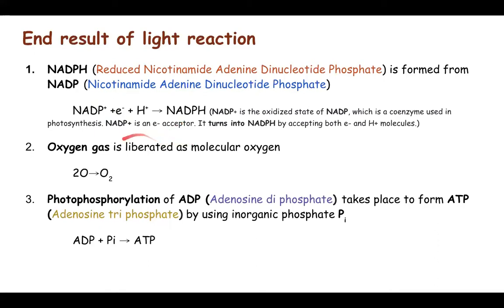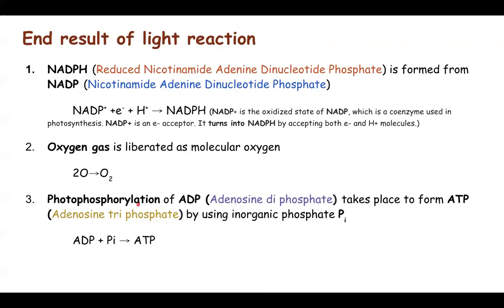Once NADPH is formed, the oxygen gas which was produced during photolysis of water is liberated out. If it remains back in the plant, it interferes with the formation of glucose. Oxygen acts on glucose during the process of respiration. If surplus oxygen is there, it will interfere with the formation of glucose. So to prevent that from happening, the plant removes this oxygen during the daytime. And it is this oxygen which we all require for breathing purposes.